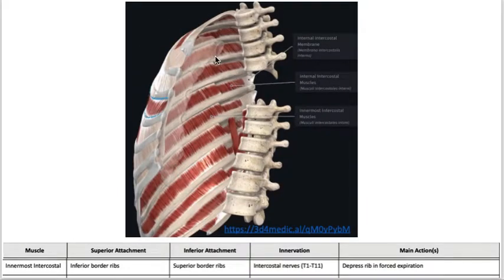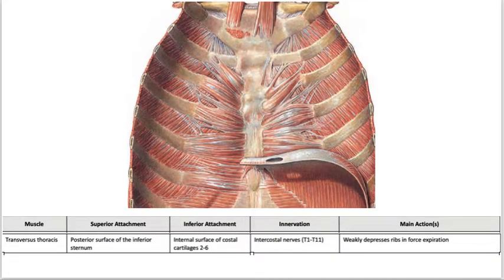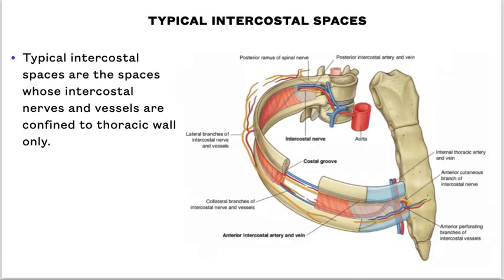Now, innermost intercostalis: superior attachment is the inferior border of the ribs and the inferior attachment is the superior border of the ribs. Innervation is by the intercostal nerve and it depresses ribs in forced expiration. Transverse thoracic muscle: the posterior surface of the inferior sternum, internal surface of the costal cartilages, intercostal nerve T1 to T11 and it weakly depresses ribs in forced expiration.